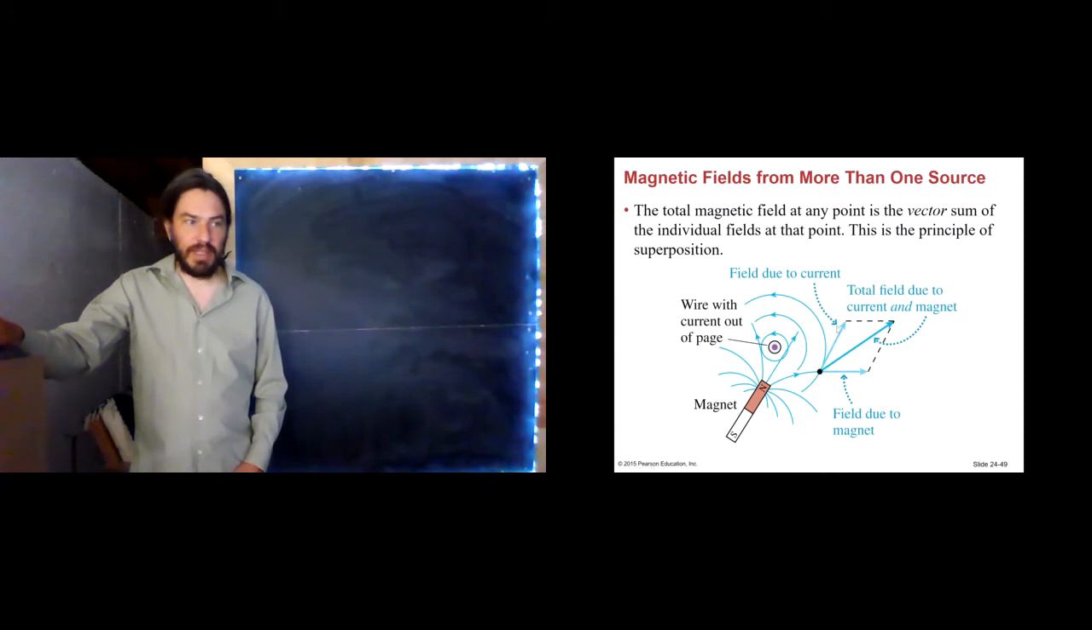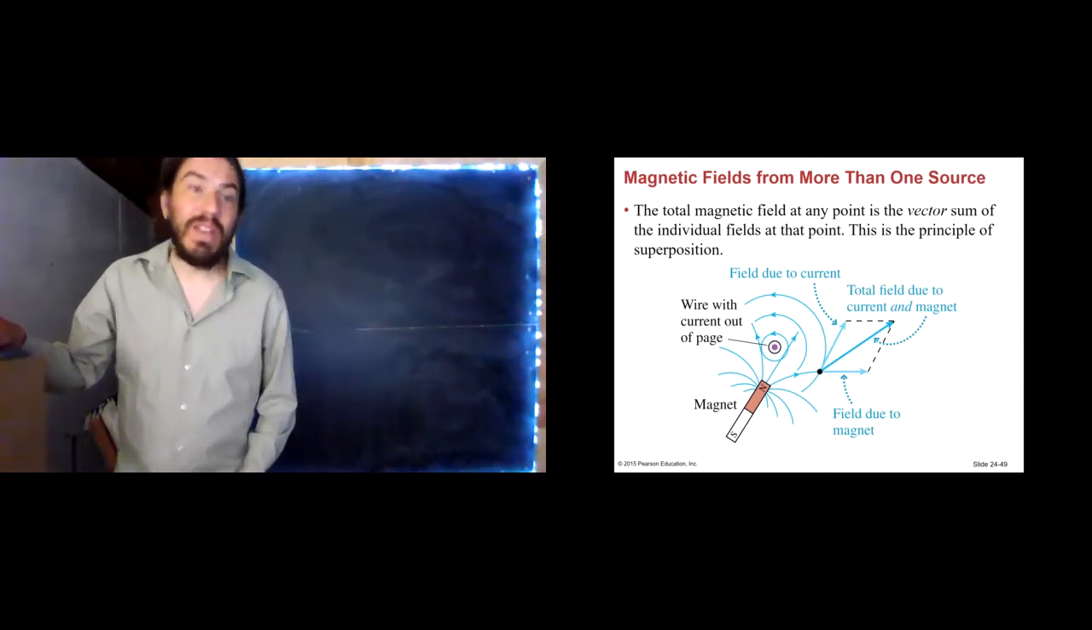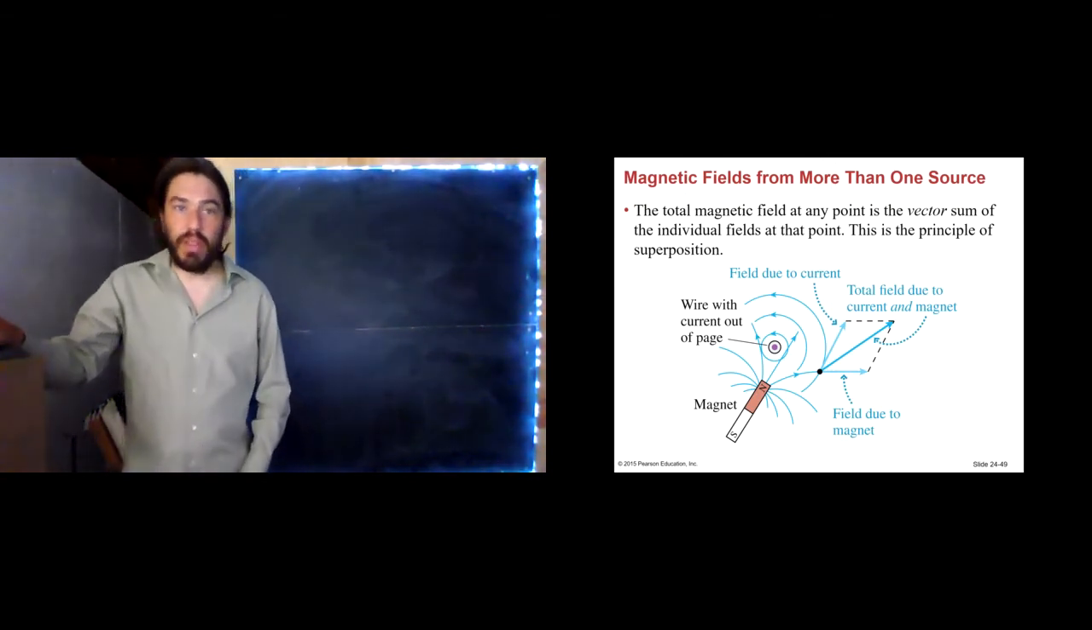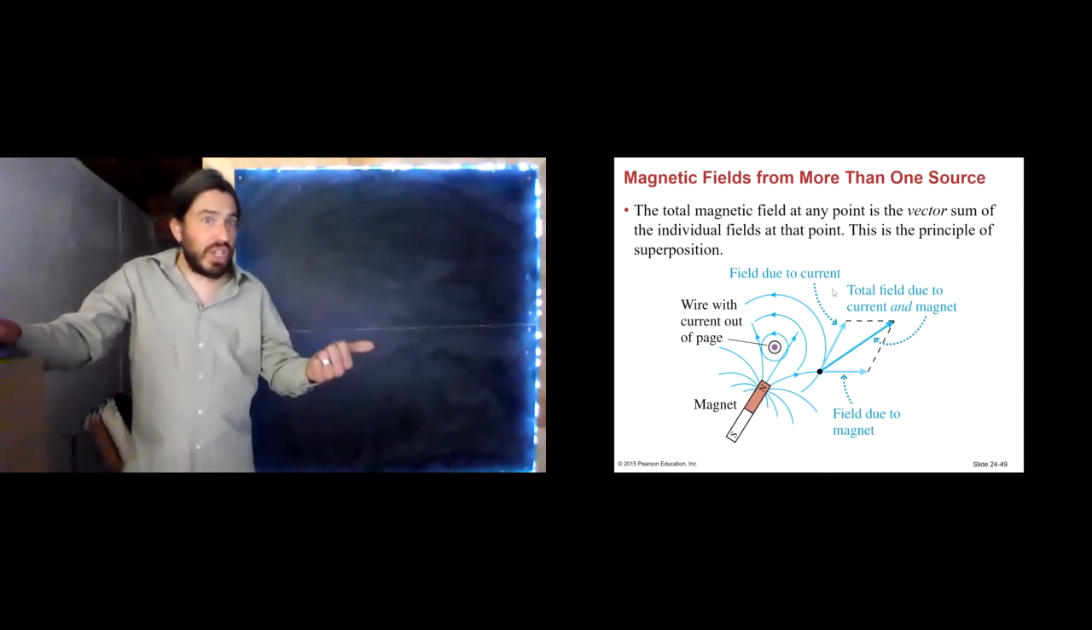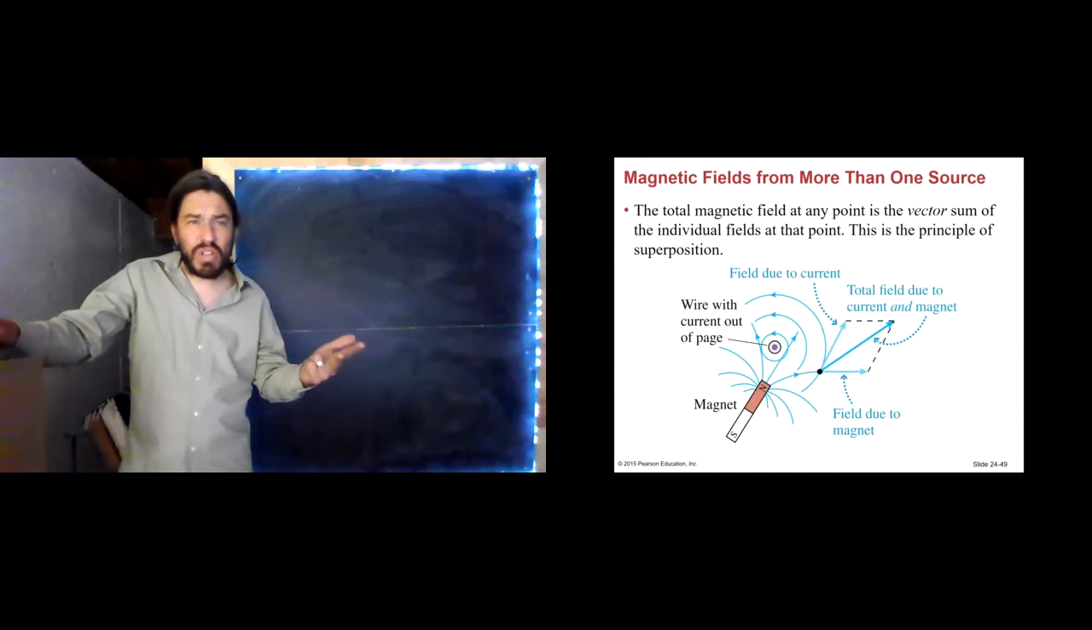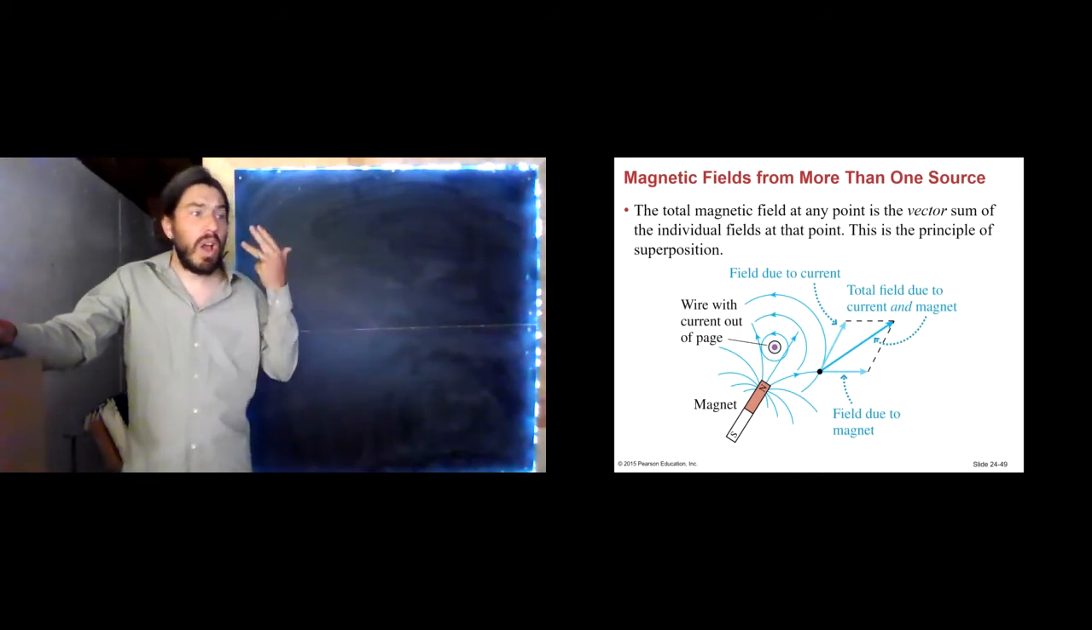Remember, if I draw a line parallel to this vector here, and a line parallel to this vector here, then the diagonal to the parallelogram formed by adding those lines is the resultant, or the vector sum, of the two other vectors. And again, this is the same if we're adding accelerations, or displacements, or forces, or electric fields, or now magnetic fields.